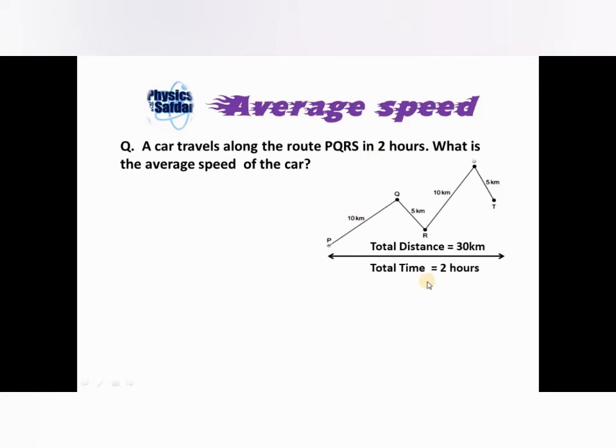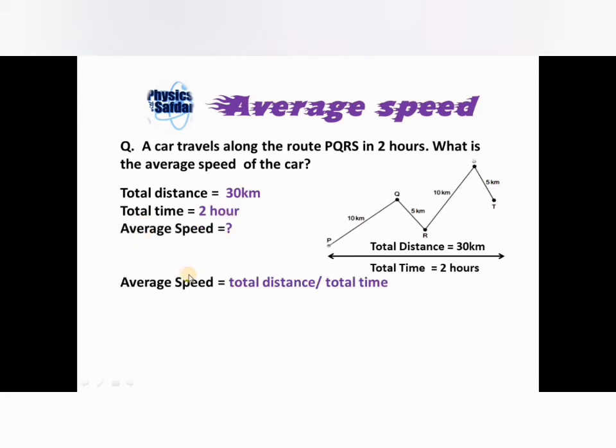Now, move on to the calculation. First write the information given. Total distance covered 30 km. Time taken 2 hours. And you want to calculate the average speed. Now you will write the equation of average speed, that is total distance covered divided by the total time. Put the numbers here. Total distance covered is 30 km, total time taken 2 hours. Then you get 15 km per hour. So in this journey, the average speed of the car was 15 km in 1 hour.